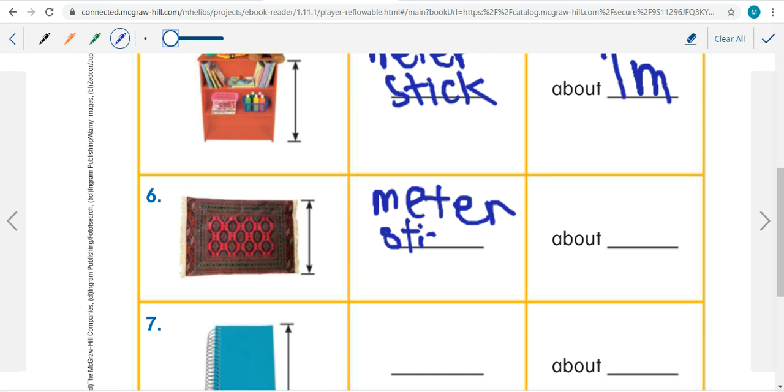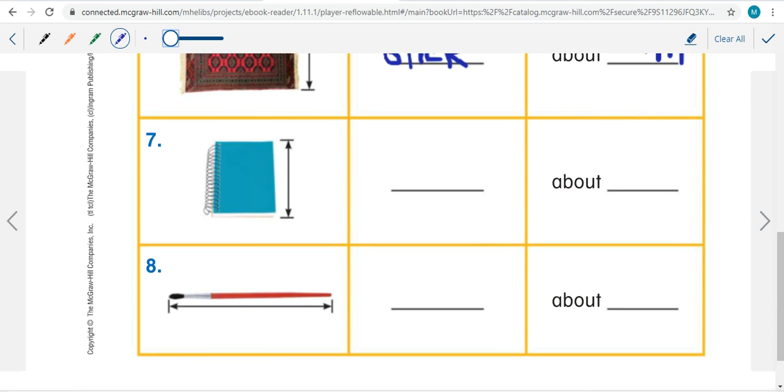Okay, so write meter stick on the line. Now, I think this rug, it's about 1 meter. Okay, number 7. A notebook.